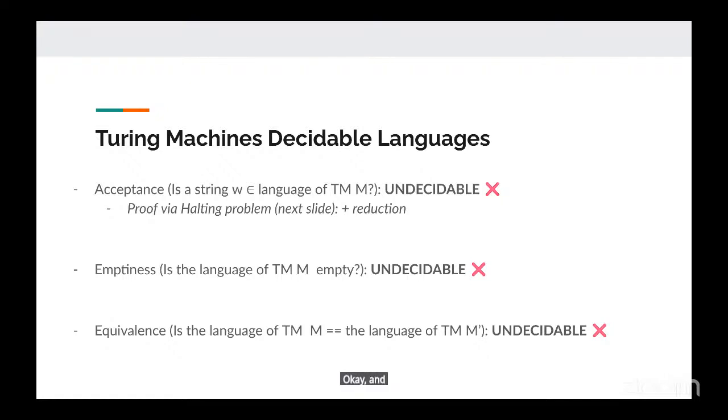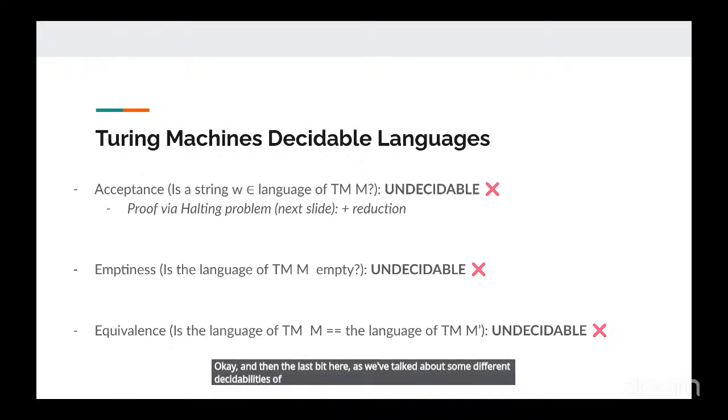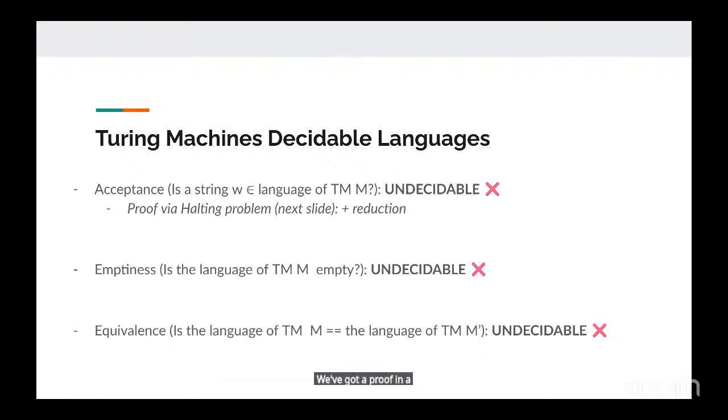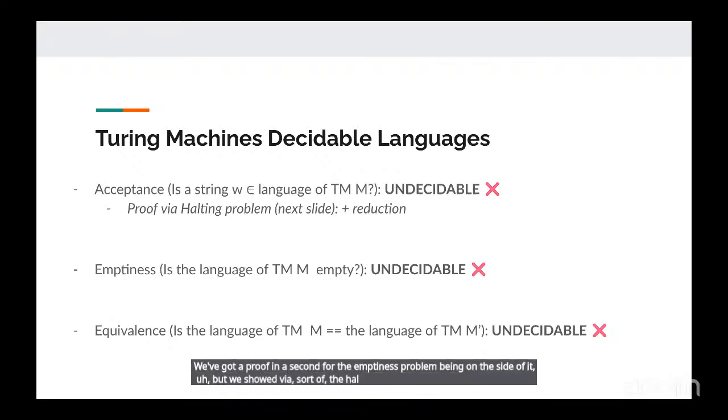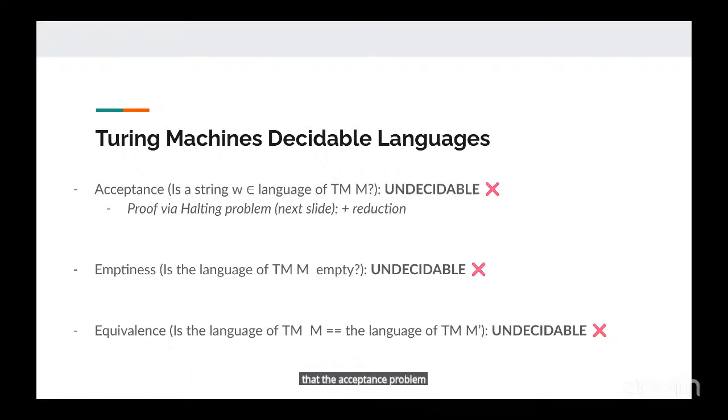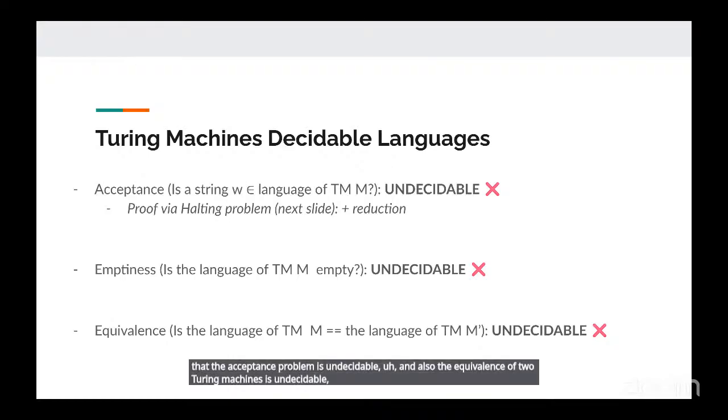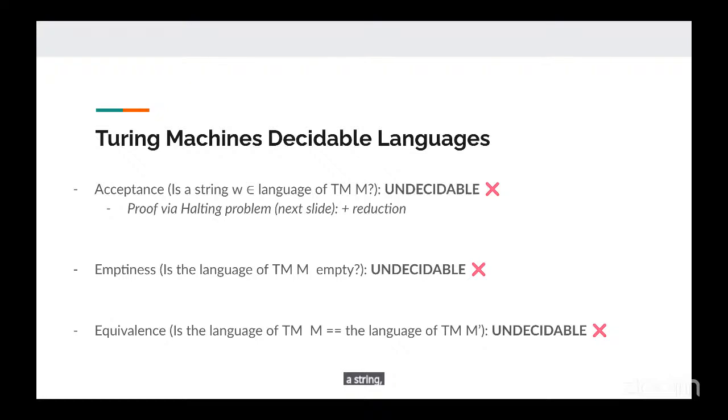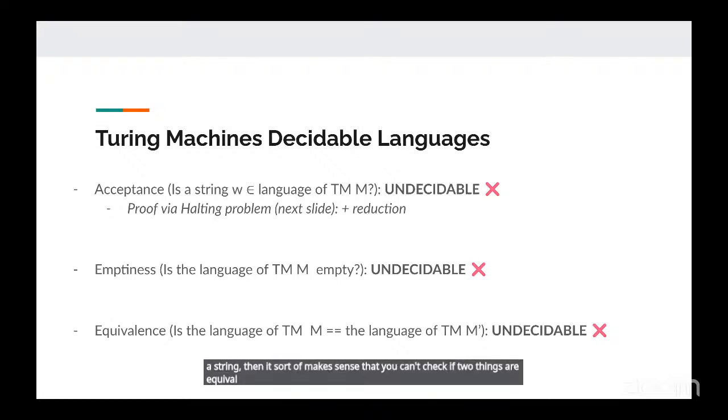Okay, and then the last bit here is we've talked about some different decidabilities of problems for Turing machines, right? And we've shown at various points that these are undecidable. We've got a proof in a second for the emptiness problem being undecidable, but we showed via the halting problem that the acceptance problem is undecidable, and also the equivalence of two Turing machines is undecidable, which makes sense. If you can't even check if somebody's going to accept a string, then it makes sense that you can't check if two things are equivalent to each other.